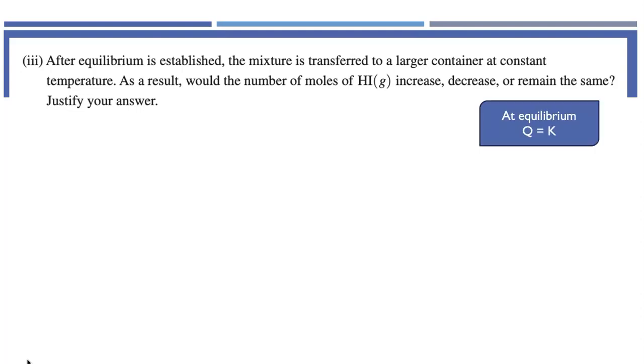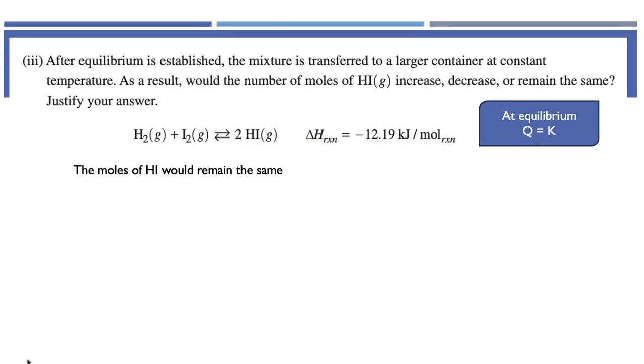What's helpful to remember here is we are at equilibrium, so Q and K are equal to each other, whatever the value of K is. We don't actually know the value of K, but we do know this balanced equation. What I notice right away is that I have equal numbers of moles of gas for reactants and products, and that's really the key to answering this question.